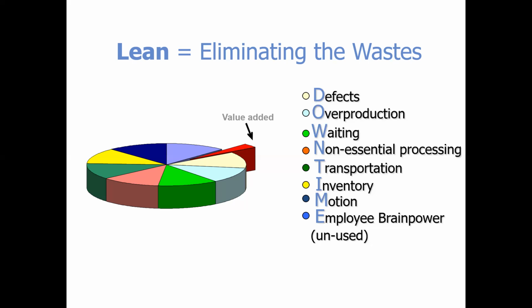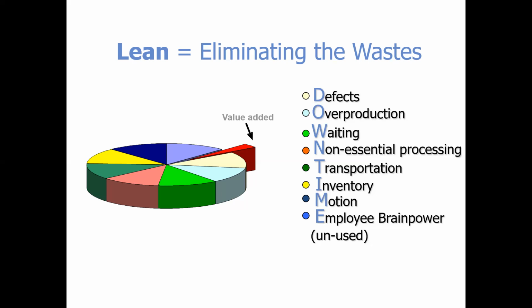So far: defects, overproduction, waiting, non-essential processing, transport, and then inventory, which obviously is the result of overproduction. Inventory is a waste because we have to go store it somewhere. It could get damaged while it's being stored. You might find that there are defects sitting in inventory that you don't know about. There's a whole bunch of problems with having excess inventory, and that's why it's one of the 8 wastes.